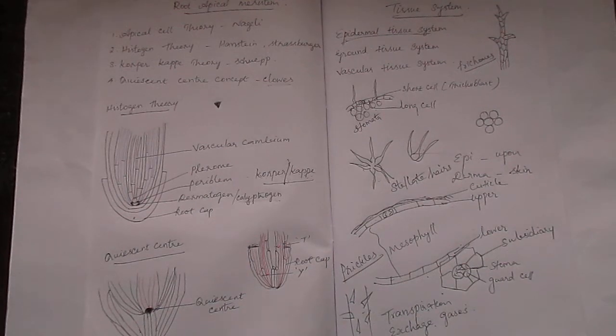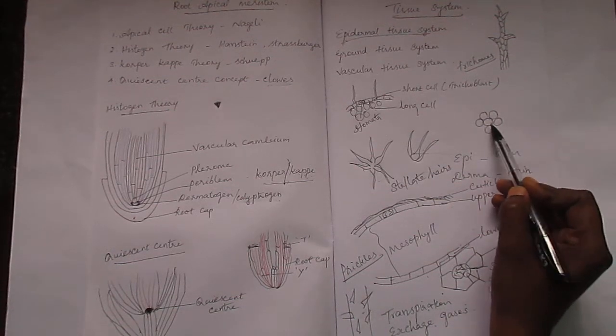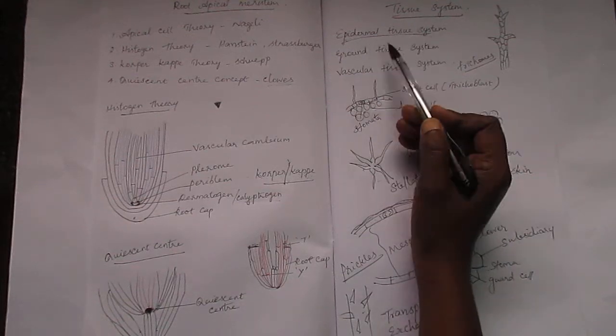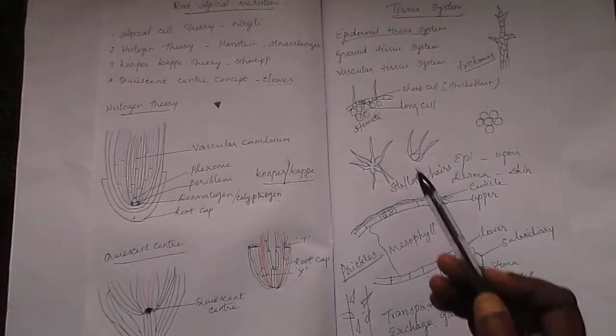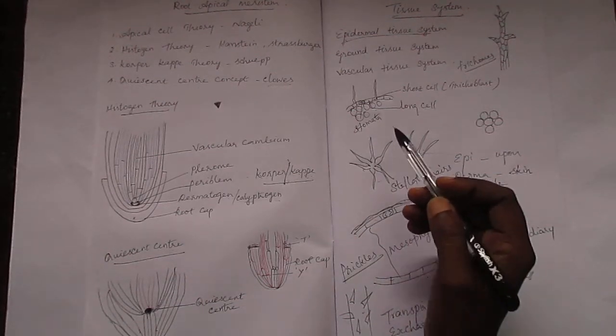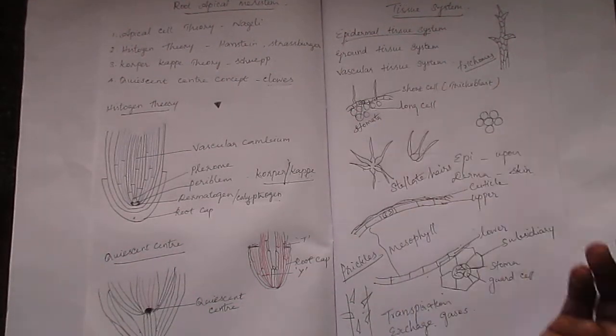The definition of tissue system: a group of tissues performing a similar function, irrespective of its position in the plant body, is called the tissue system. In the year 1875, a German scientist, Julius von Sachs, recognized three different types of tissue system, namely epidermal tissue system, ground tissue system, and vascular tissue system. Today you are going to learn in brief about this epidermal tissue system.